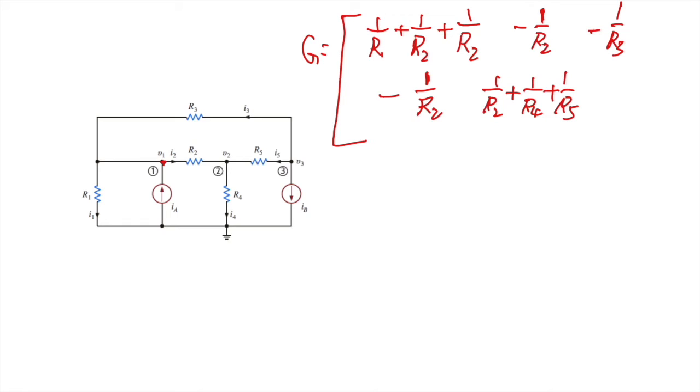And G23, there's R5 between node 2 and node 3, so that is negative 1 over R5. And also according to the symmetry, G31 equals G13, and G32 equals G23, and G33. For node 3, we know that 2 resistors R3 and R5 are connected with node 3.